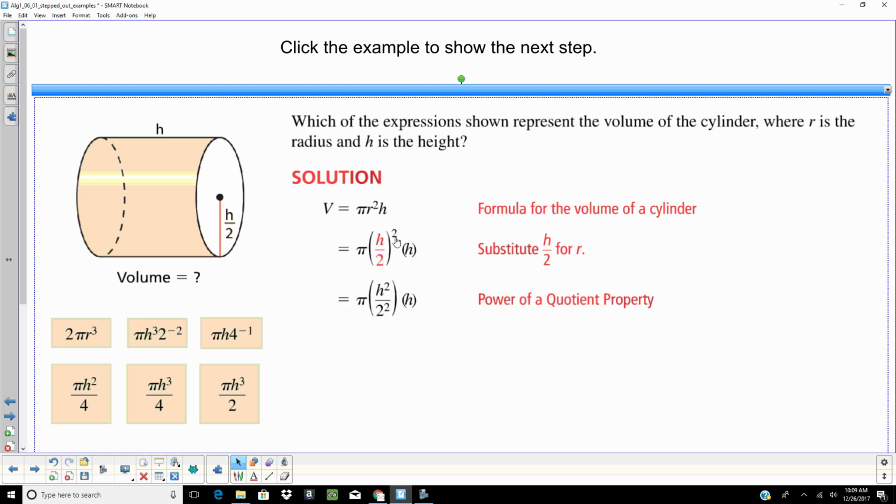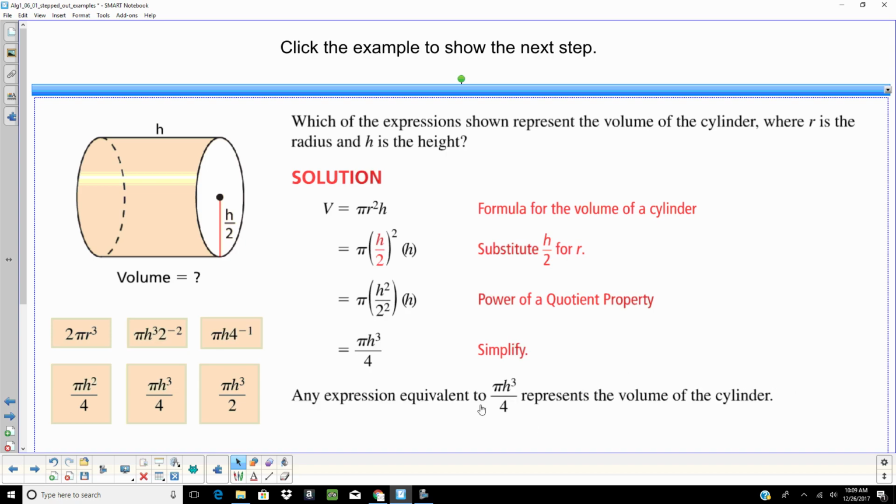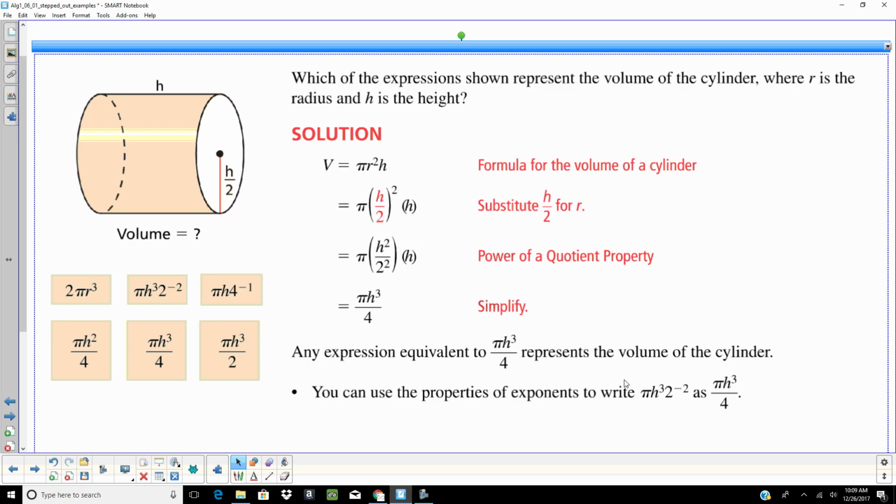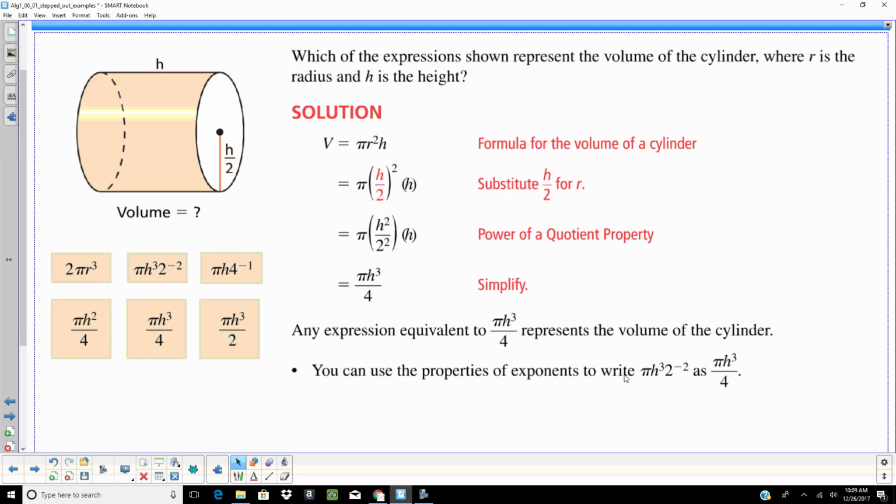So take that 2 and apply it, and you get h squared over 2 squared. H squared times h gives me h to the third. So it is pi h cubed over 4. That 4 is really the same thing as 2 squared. So if you wanted to, you could have had that as a negative exponent. I don't think I would have done that, though.